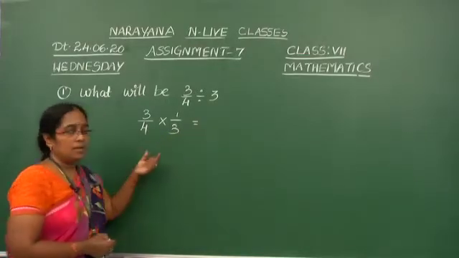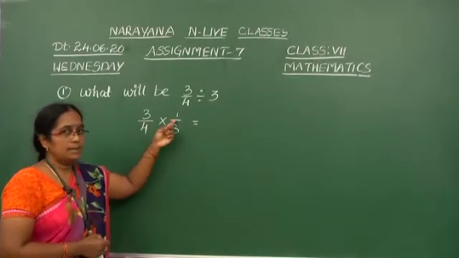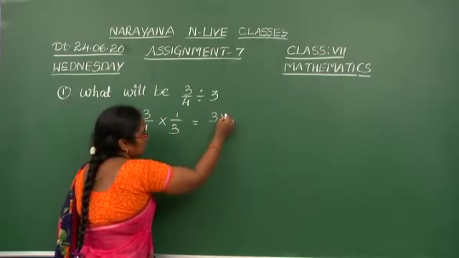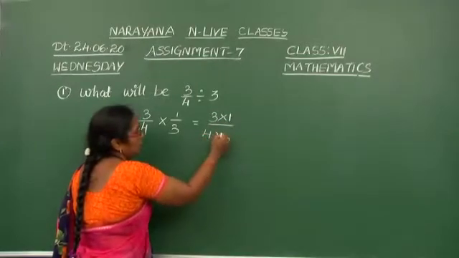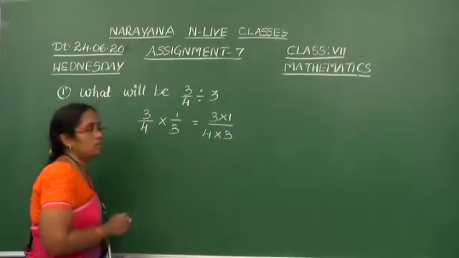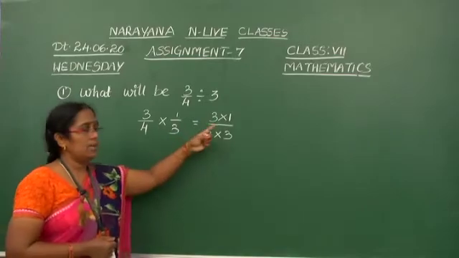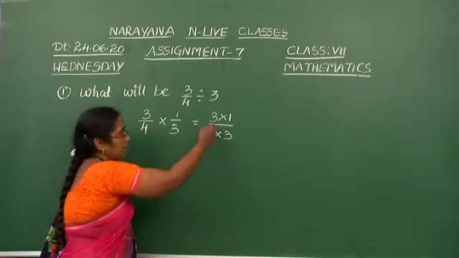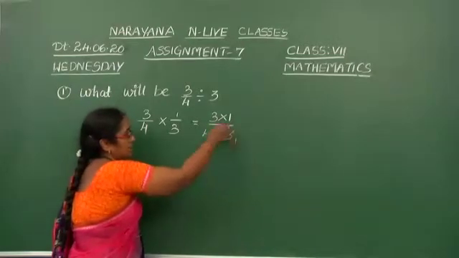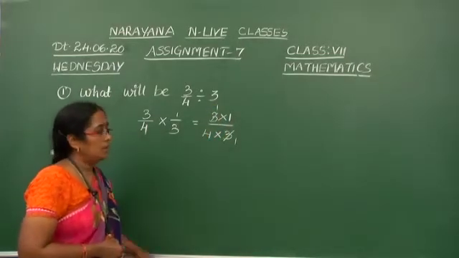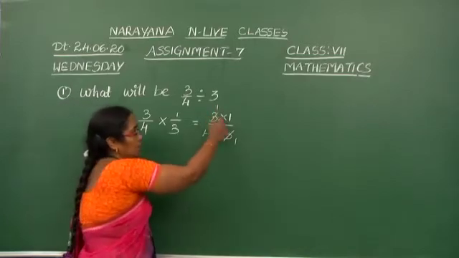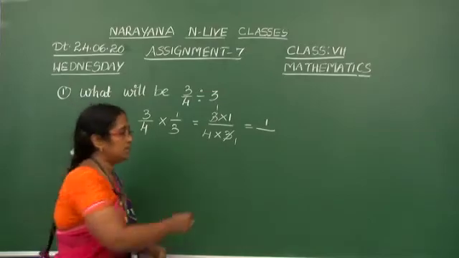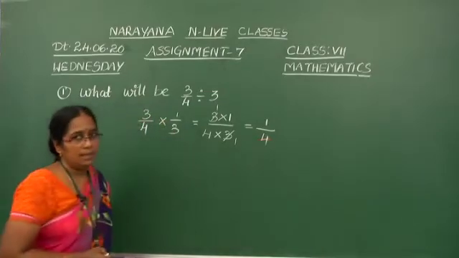Now in the product of fractions we will multiply numerators and denominators separately. So 3 into 1 by 4 into 3. Now if any common factors are there, they can be cancelled. Here 3 and 3 can be cancelled because both are divisible by 3. Now what is left here? 1 into 1, in the numerator 1 is left, and in the denominator 4 into 1, that is 4. So the answer is 1 by 4.